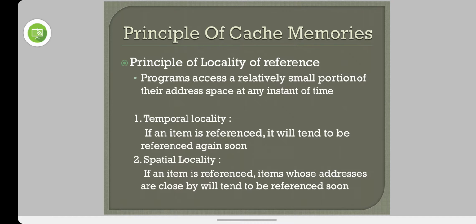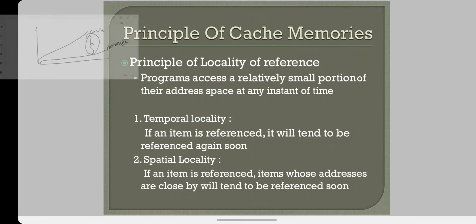So the cache memories are being built on the principle of locality of reference. The principle of locality of reference means the programs access a relatively small portion of their address space at any instant of time. So we have two types in it. One is the temporal locality and then the spatial locality. Coming to the temporal locality, if an item is referenced, it will tend to be referenced again soon. And coming to the spatial locality, if an item is referenced, the items whose addresses are close by will tend to be referenced soon. Okay, so we will see that now.